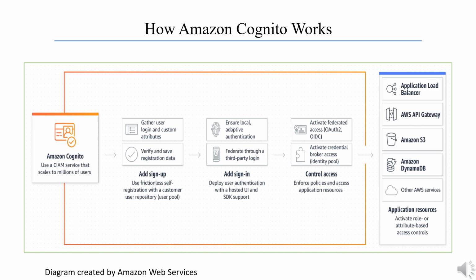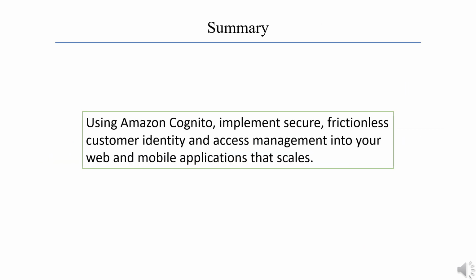The diagram is created by Amazon Web Services. It shows key features of Amazon Cognito and integration and interaction with other AWS services. We recommend you read the diagram and get a better understanding of how Amazon Cognito works in a typical application environment. In summary, use Amazon Cognito and implement secure, frictionless customer identity and access management into your web and mobile applications that scales.